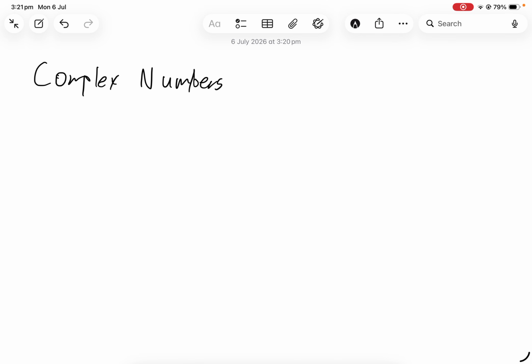Complex numbers. I'm probably going to do multiple videos because it's really hard. Okay, because it's Year 12. Alright, let's start with the first question.